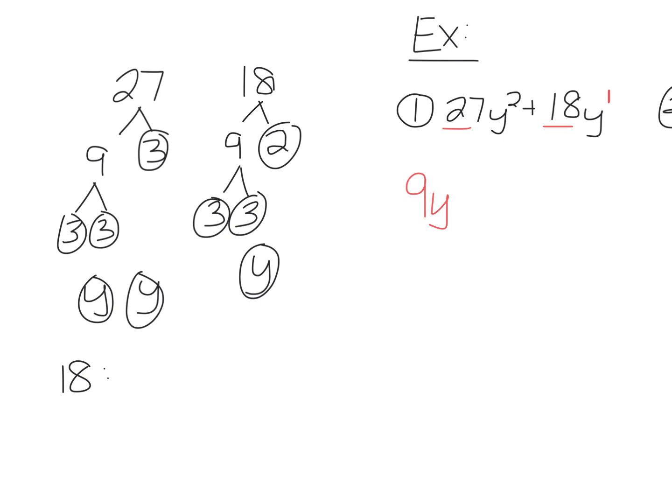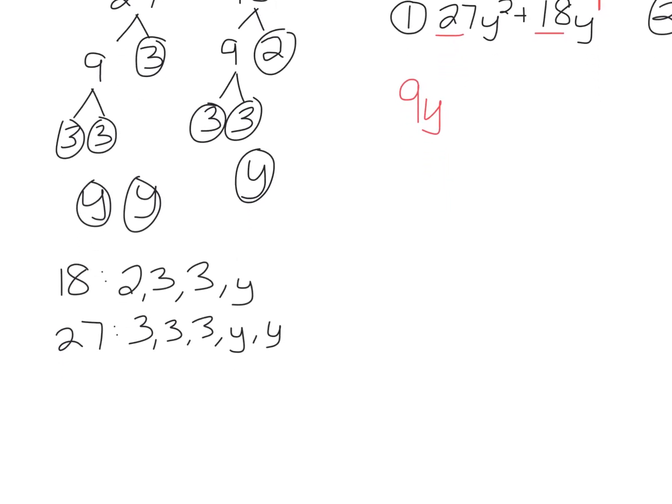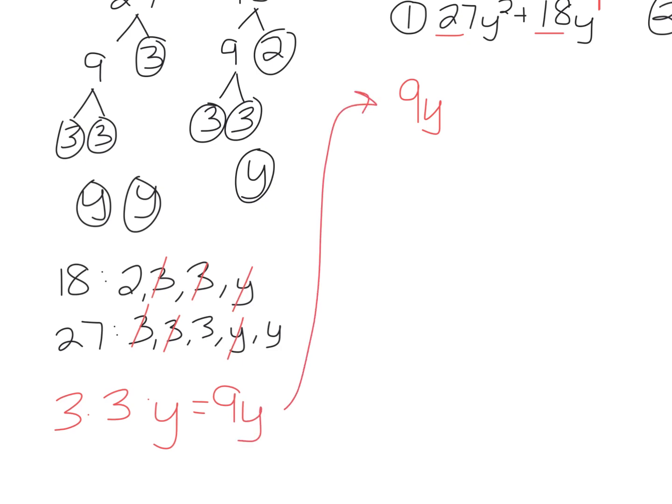18 had what? Yep, 2, 3, 3, and y. What did 27 have? 3, 3, 3, y, y. Now, when we get to the greatest common factor part, what are we looking for? What they have in common. What do they have in common? A 3, another 3, and a y. So that gets us 9y, which is what we had up here. Okay? Again, you do not have to do the factor trees. Only do it if you need to.